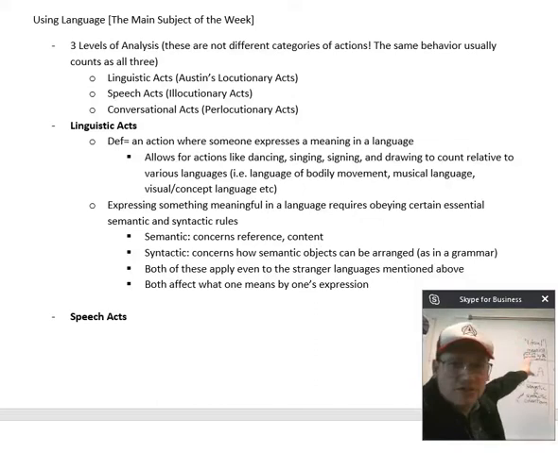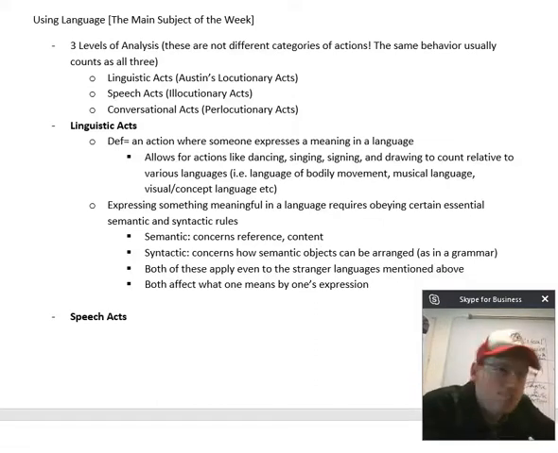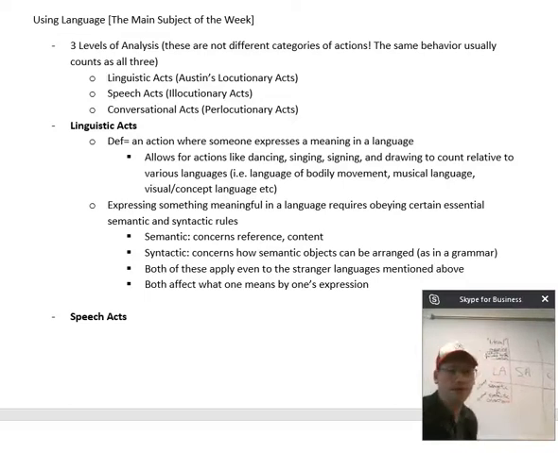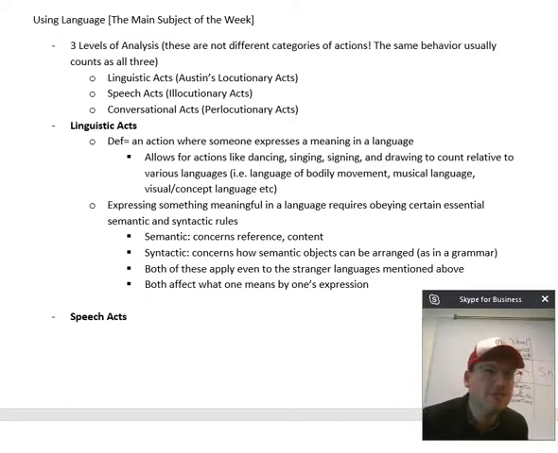So the English words that you encounter, the picture that's painted by them, that's the meaning we get at the linguistic act level. But in terms of really getting a strong grasp of what's happening at this level, it's not so much about what it is doing as much as what it isn't doing. That's the really key idea here.